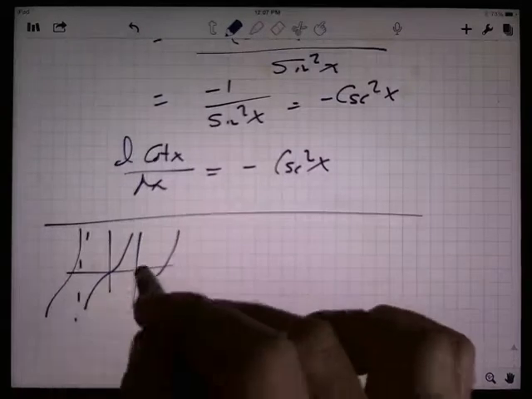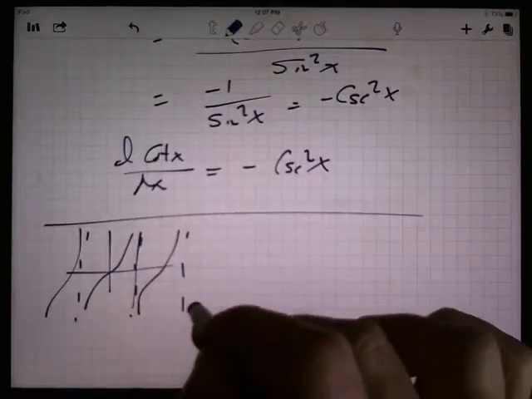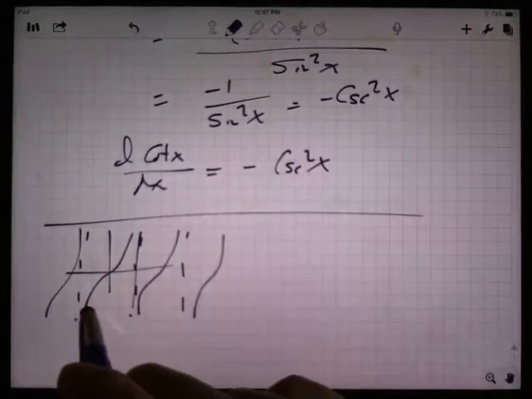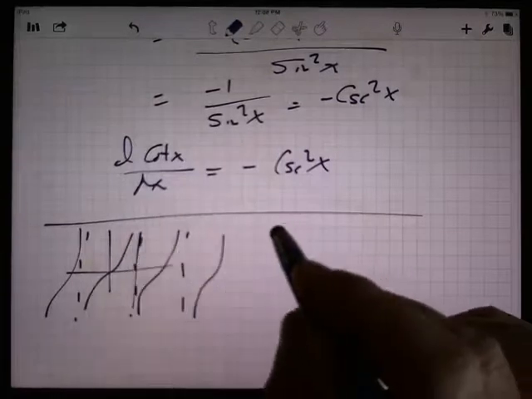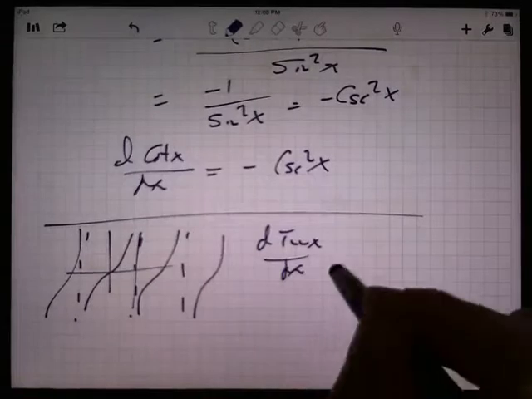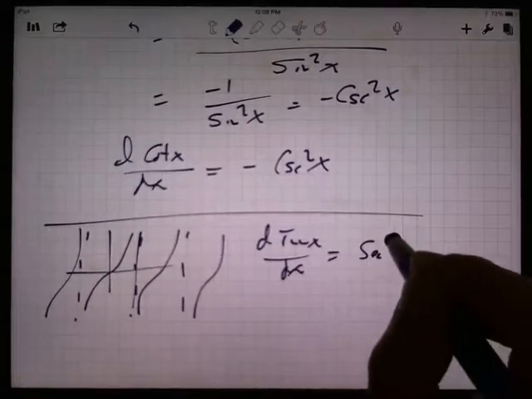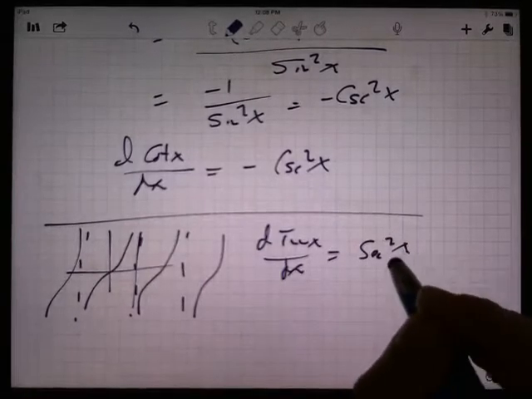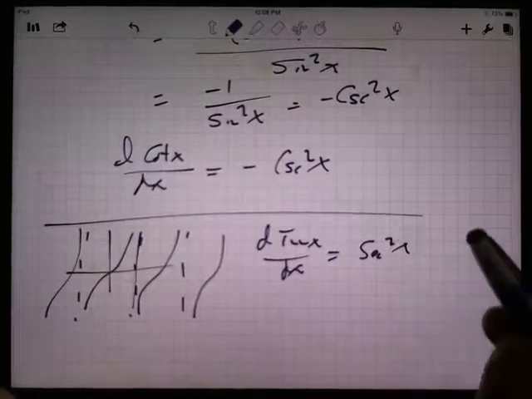It's got vertical asymptotes in it, right? It's always headed uphill. The slope is always positive. So the derivative of the tangent x had better always be positive. Well, it's secant squared x. That's always going to be positive, because I don't care whether the secant's positive or negative. You square it, that's positive.